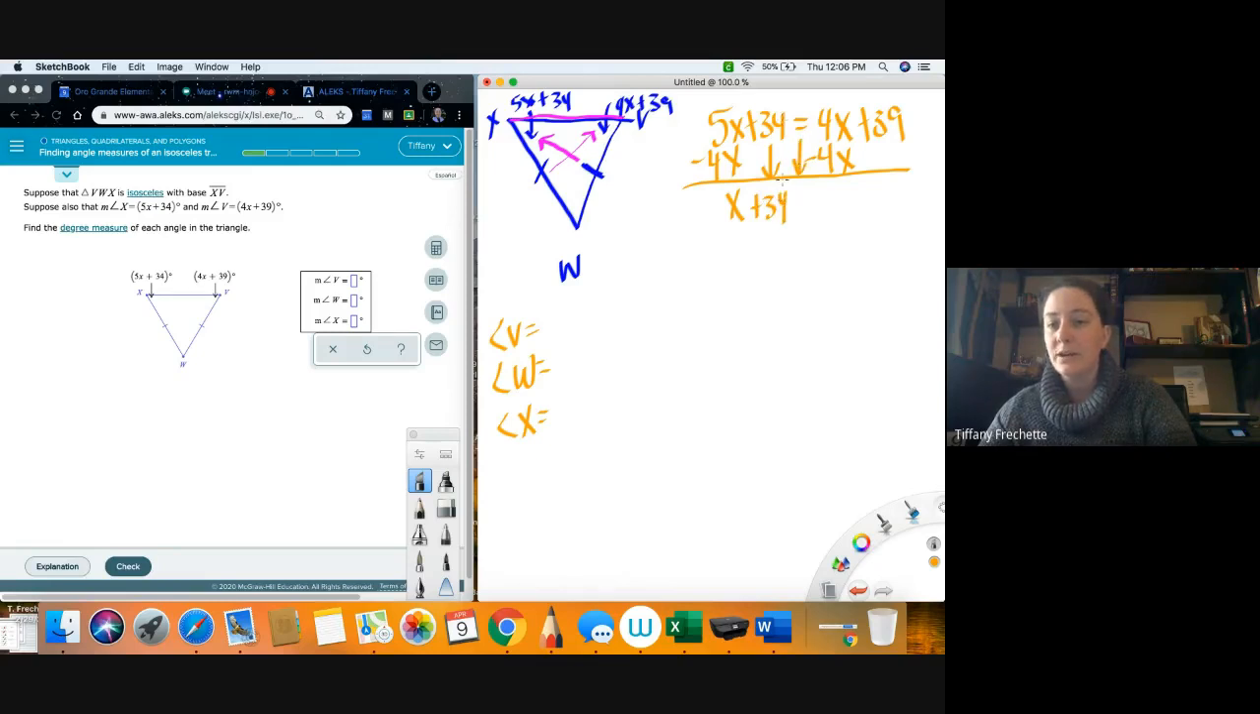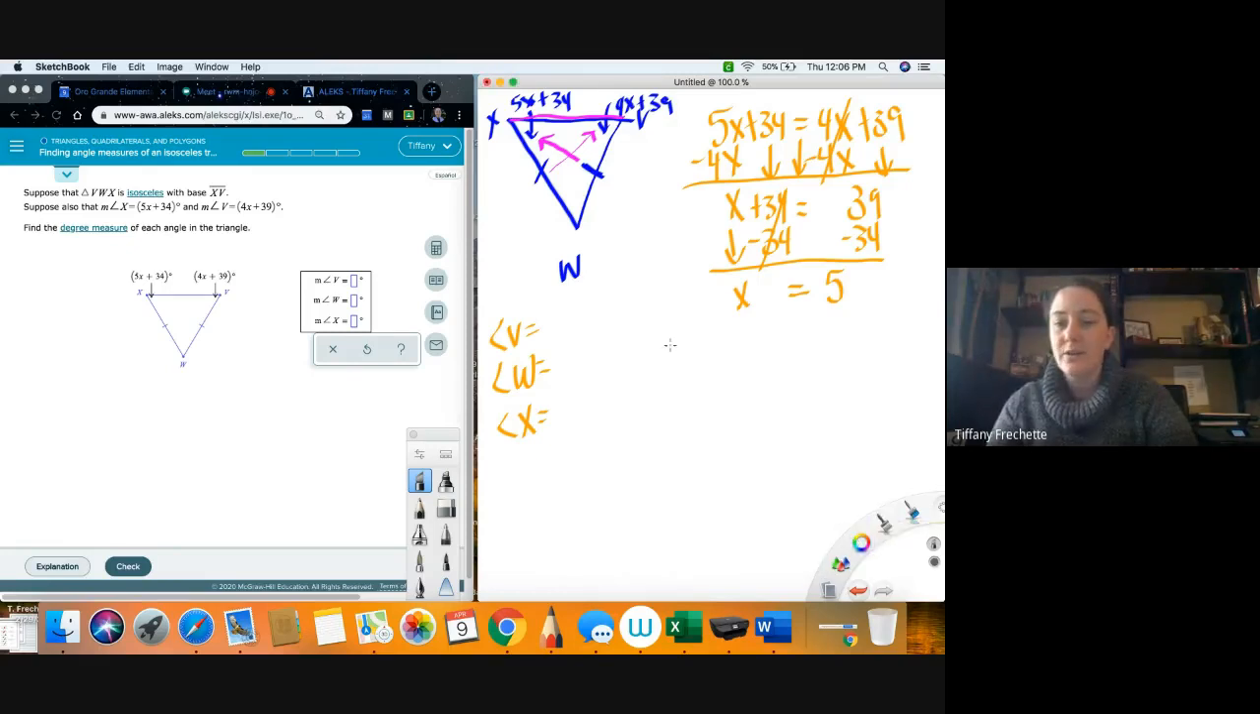So don't forget to bring 34 and the equal sign down. 4x minus 4x cancels, and then we bring 39 down also. So the last step here is to just move the 34 over, bring x down, 34 minus 34 cancels, equals, and we just subtract here. 39 minus 34 is 5. Remember, they don't want to know what x is. We need to plug it in.